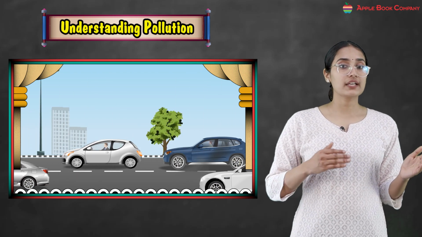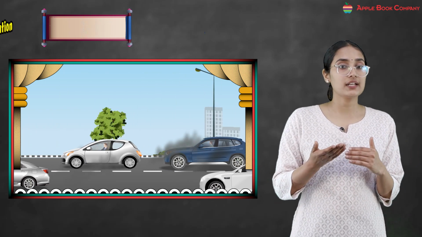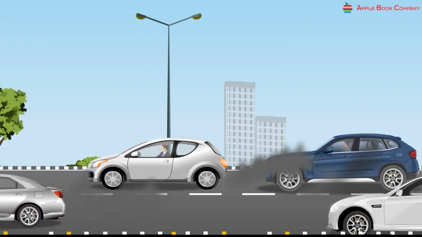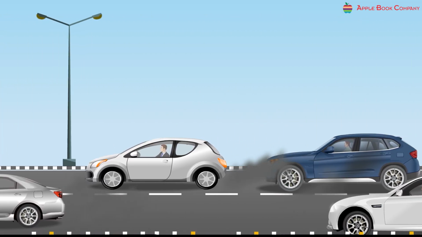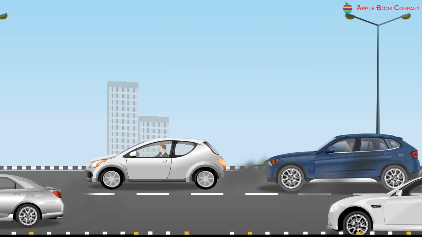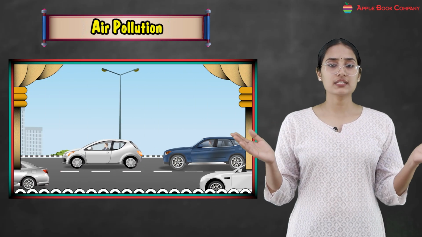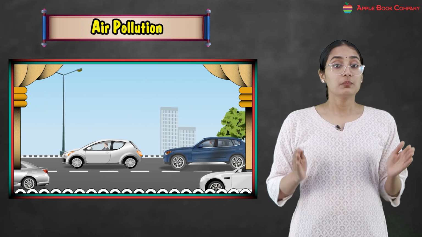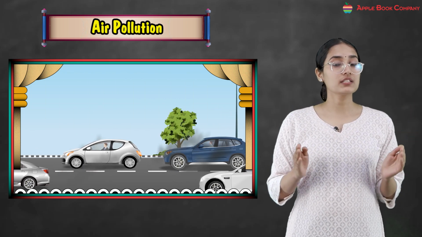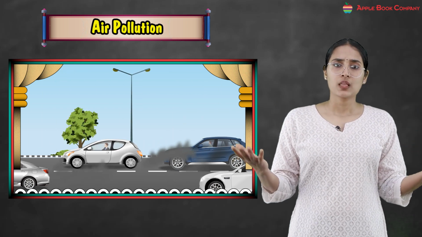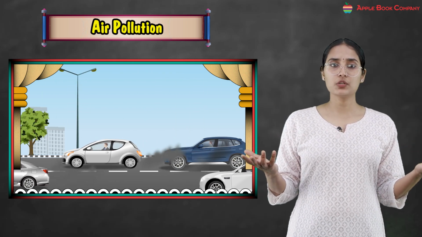When the harmful gases, right, enter the air, it becomes air pollution. So air pollution happens when harmful gases and particles get into the air, making it dirty and unsafe to breathe, right? There are lots of gases that are there in our air, right? But when the air becomes unsafe to breathe, it becomes air pollution. What are the major causes of this air pollution?